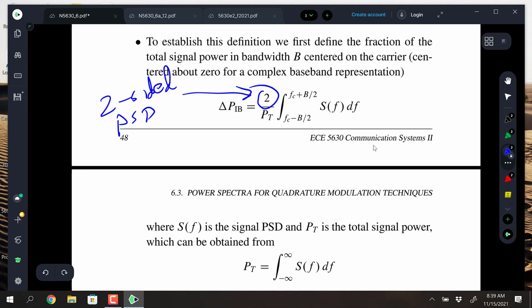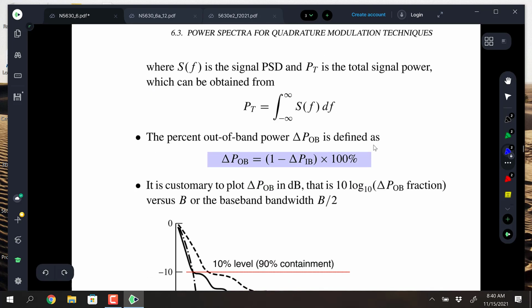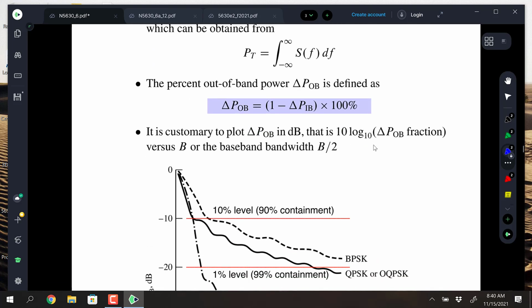Since our mathematical PSD is two-sided. If you were working with data output from a spectrum analyzer like we have in the lab, that would be a one-sided PSD, but then it's already calibrated to display everything as a one-sided spectrum. And that's the total power. So the percent out-of-band power is 1 minus that, and then times 100 to put it in percent.